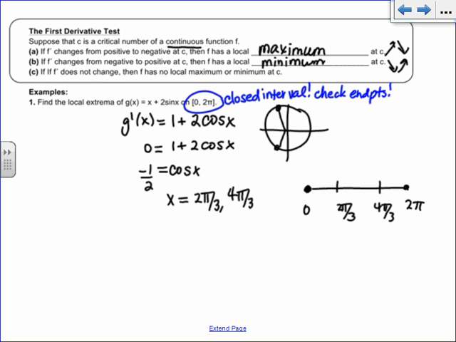All right, if I'm testing, let's say I test pi over 2 in the derivative. What's cosine of pi over 2? 0. So I have 1 plus 0, which is positive. Let's say I try pi for the next one. Cosine of pi is negative 1, so I have 1 plus 2 times negative 1. 1 minus 2 is negative. If I try 3 pi over 2, cosine of 3 pi over 2 is 0, so 1 plus 0 is again positive. That means our function is increasing, decreasing, increasing.